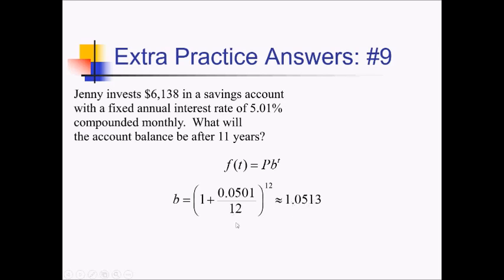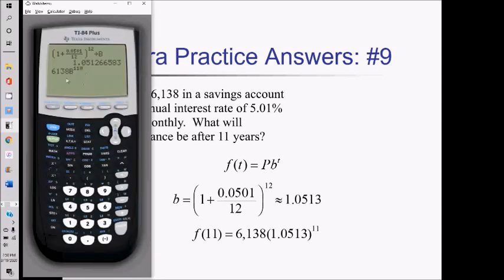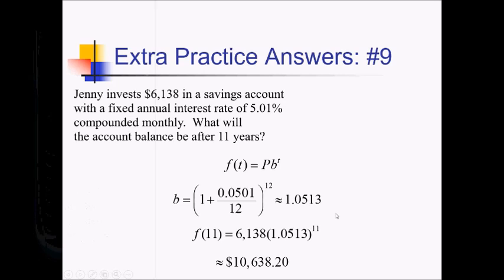All right, plugging it in, I've got my principal, so I've got f of 11 here, equals my principal of 6,138 times the b value here, raised to the power of 11, because I'm doing this for 11 years. There's what I've got on my calculator, using that stored value of b for my b value down here. And let's see, that's going to equal $10,638.20. And that's it for that one.